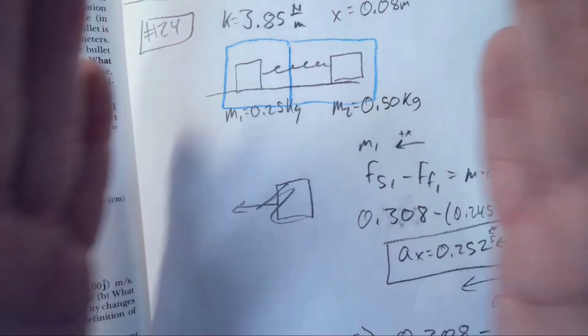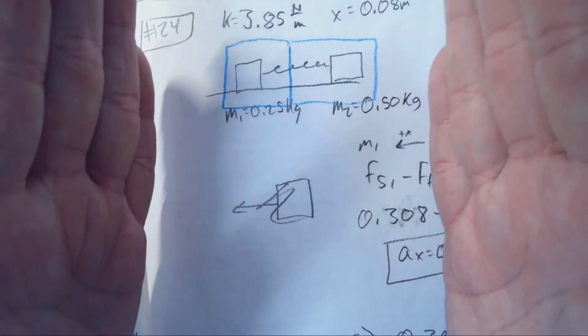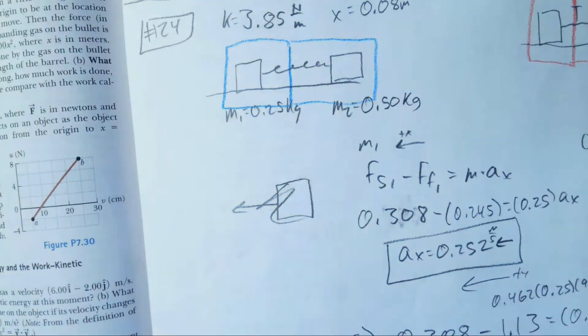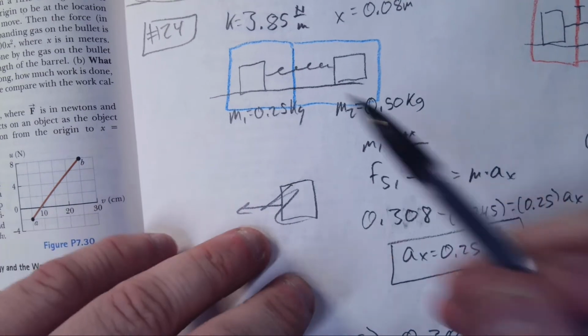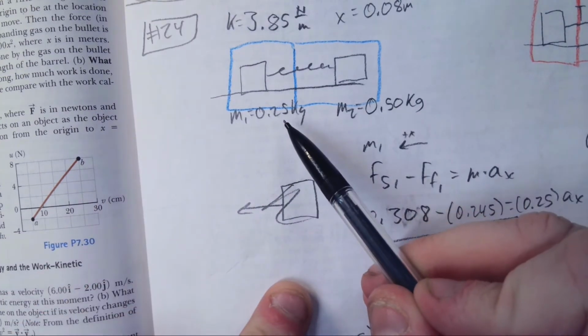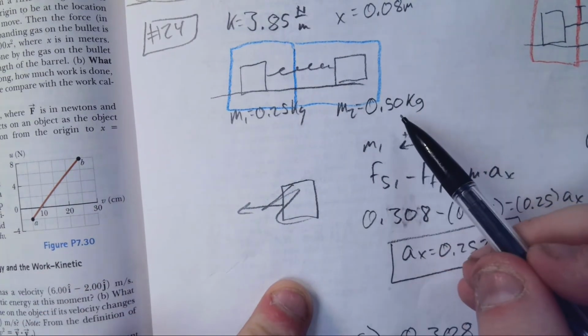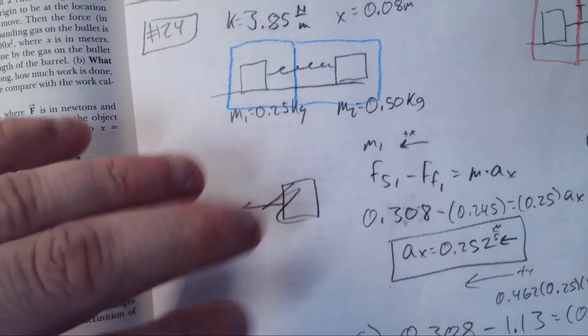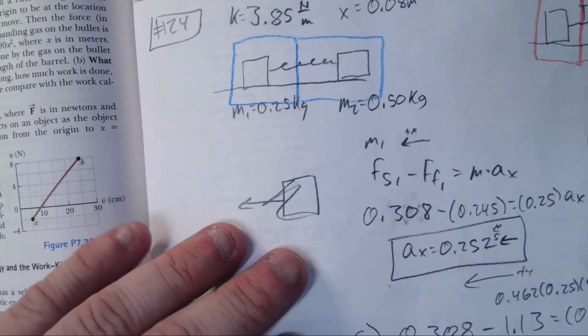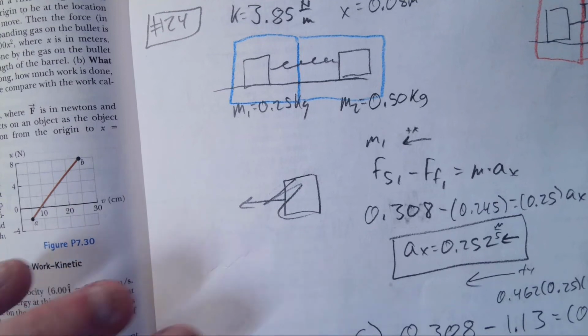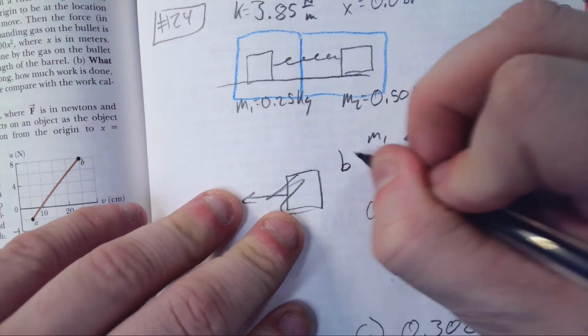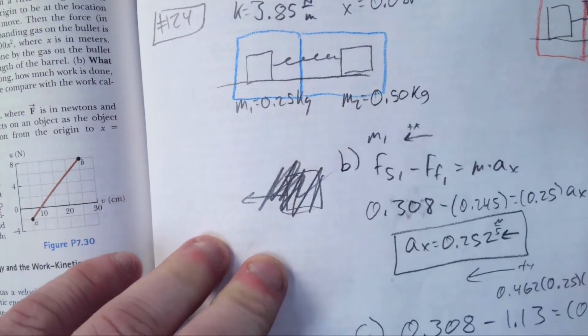We basically compress these two things. So there's elastic potential energy in there. So if we were to let it go, they would fly away. So the mass of the first one is 0.25 kilograms. The mass of the second one is 0.5 kilograms. The work that I set up for this one basically isn't as nice and neat. I was only solving the part that needed to be done here.